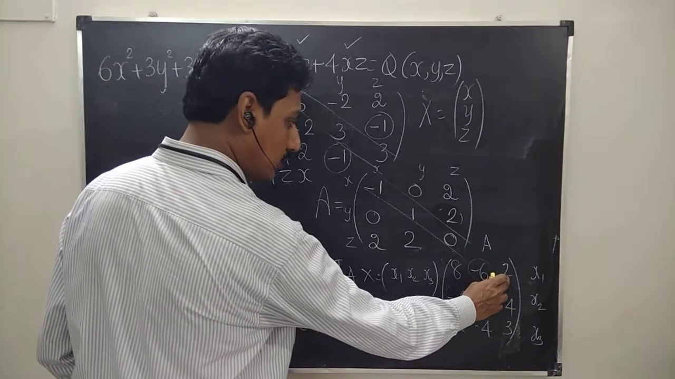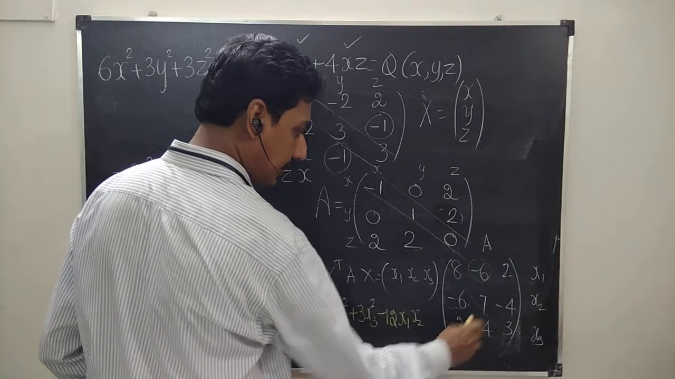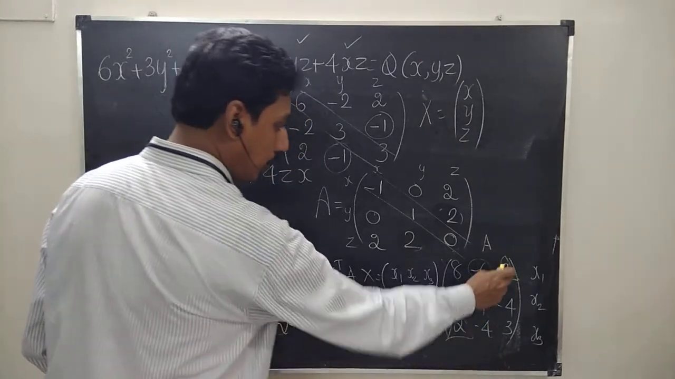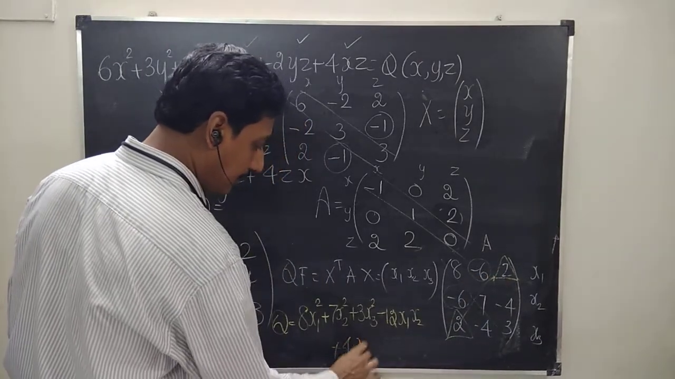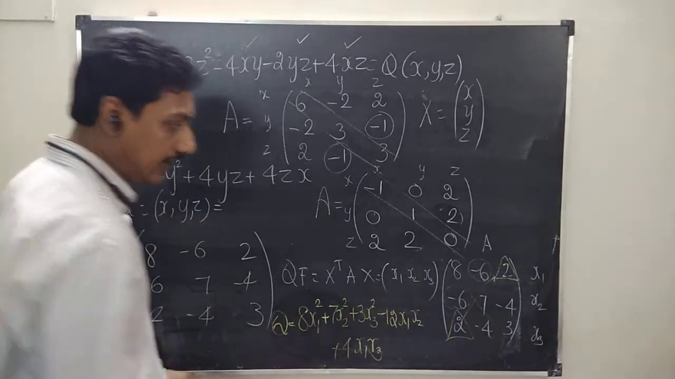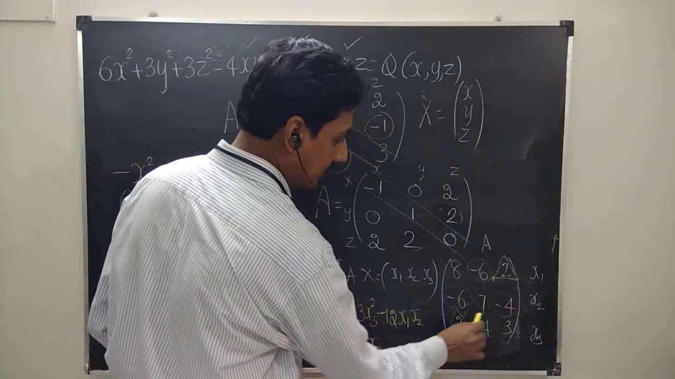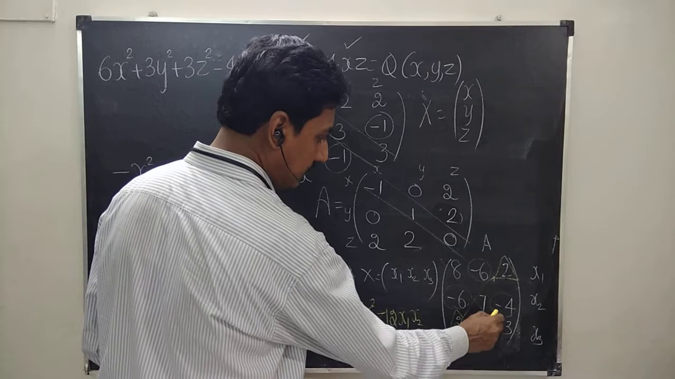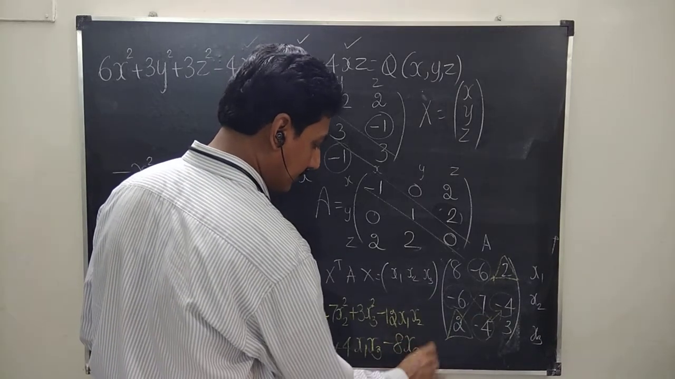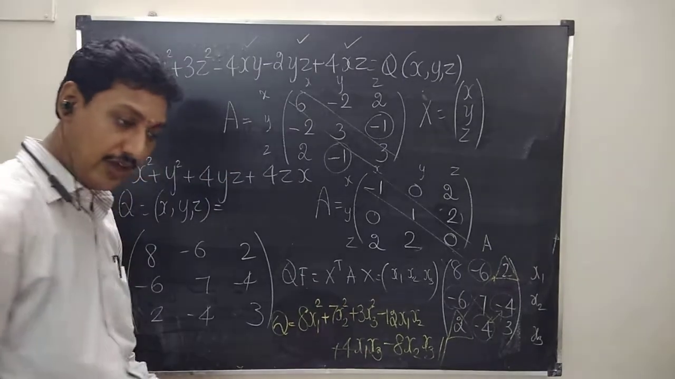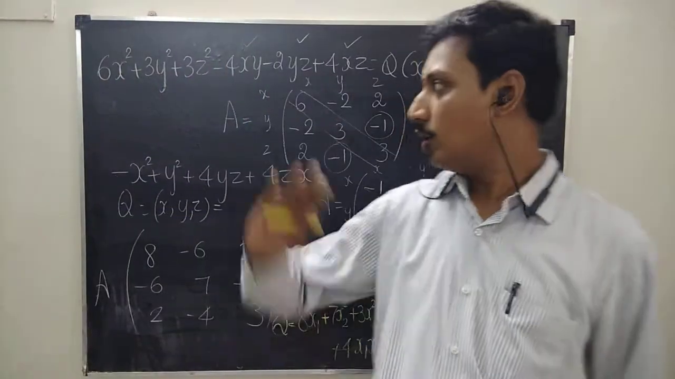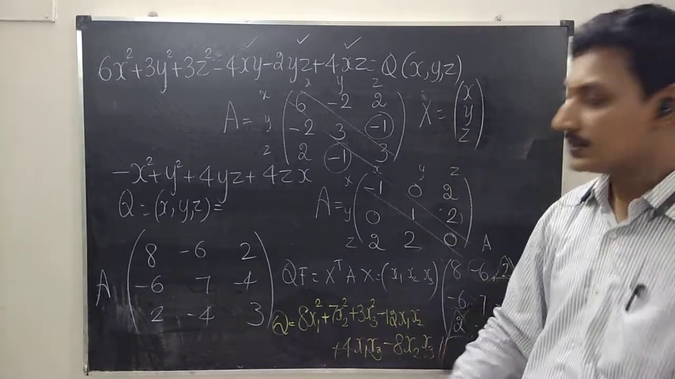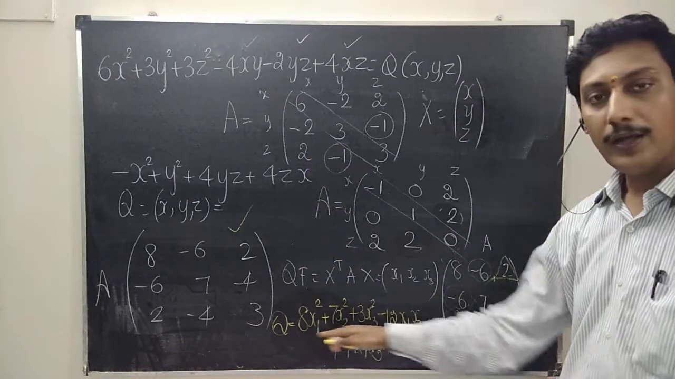What about this place? x1, x3. This is also x1, x3. The coefficient of x1, x3 is 2. So 2 plus 2, 4. So we get 4 x1, x3. And finally, what about this term? There is x2, x3. This is also x2, x3. This is the coefficient of x2, x3. Minus 4, minus 4. This gives minus 8 x2, x3. So this is the way to convert from the given quadratic form into the corresponding real symmetric matrix, or the reverse process from the real symmetric matrix to the quadratic form.